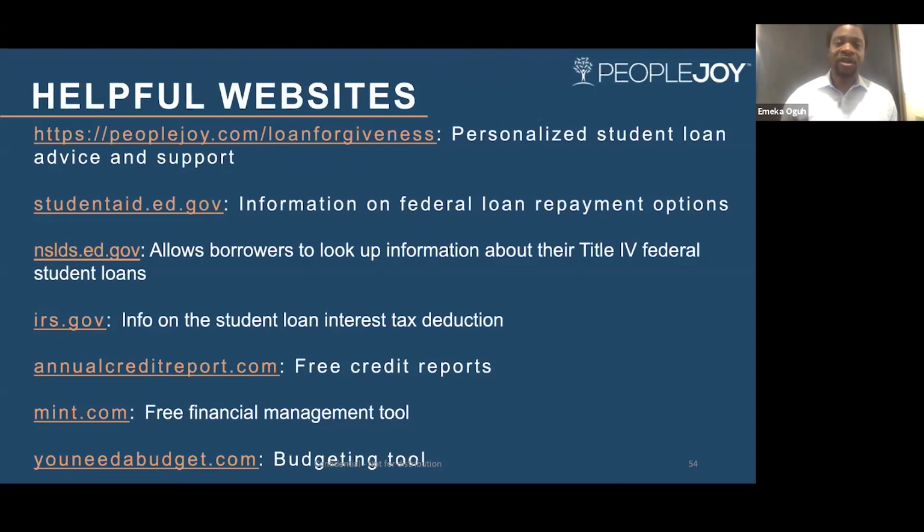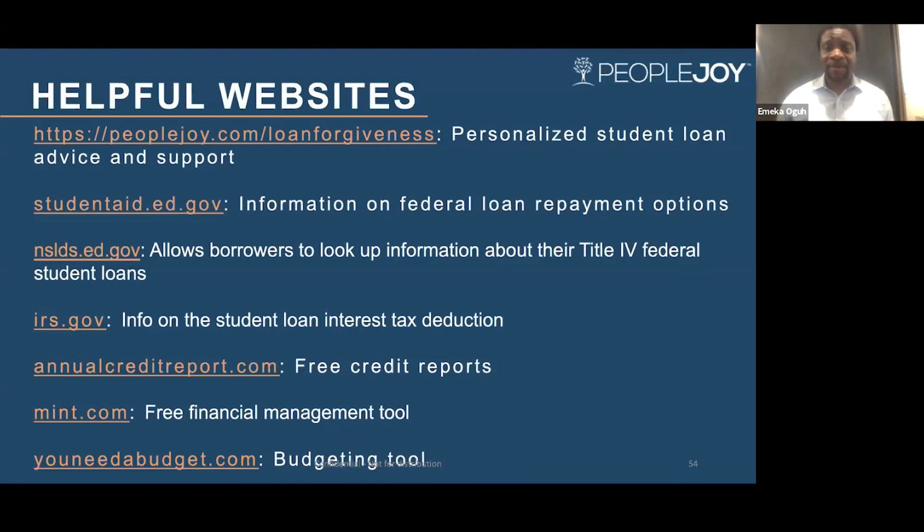If you're interested in learning about that student loan interest tax deduction, you can go to irs.gov. If you're not sure how much you have in student debt, private loans, you can always go to annualcreditreport.com and get a free credit report. And paying off your student loan requires setting a goal. So you want to pick a date in the future. If you want to be paid off in 10 years, let's do that, right? If you want to get your loans forgiven in 15, let's do that. But it all starts with having a budget.